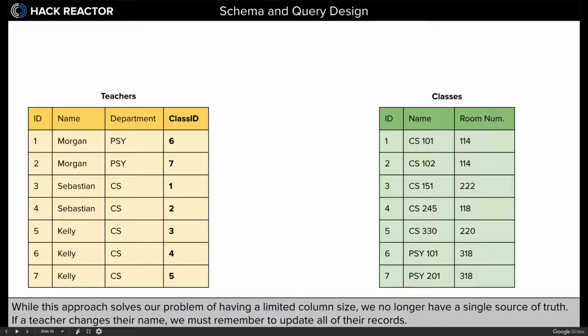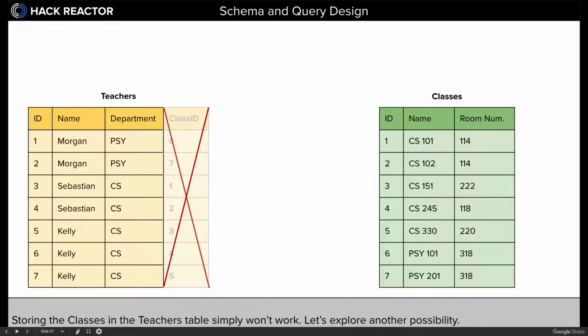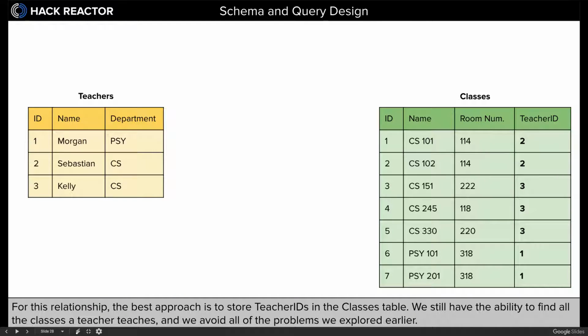We no longer have a single source of truth. So that's what I was talking about, where this would be a single source of truth if this wasn't here. But since we now have two different rows essentially referencing the same teacher, we no longer have one teacher. We have to look up multiple teachers in order to find what the teacher is actually teaching. And if a teacher changes their name, for some reason, we have to remember to update every single one of the records as well. So we're not going to do that.